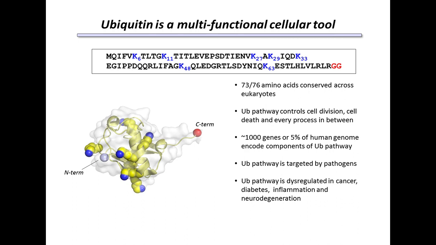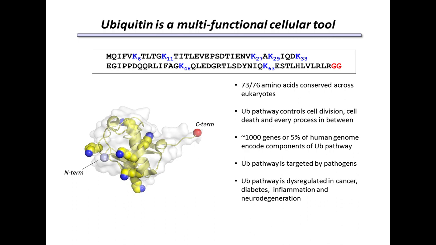Now, today what we'd like to do is to focus on one particular protein that turns out to be of quite a bit of interest, and this is the protein known as ubiquitin. Ubiquitin is really a multifunctional cellular tool in all eukaryotic organisms. In fact, it's highly conserved. 73 of the 76 amino acids are completely invariant across all eukaryotes. The ubiquitin pathway controls cell division, it controls cell death, and effectively every process in between.